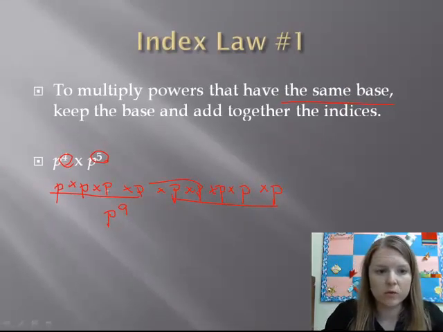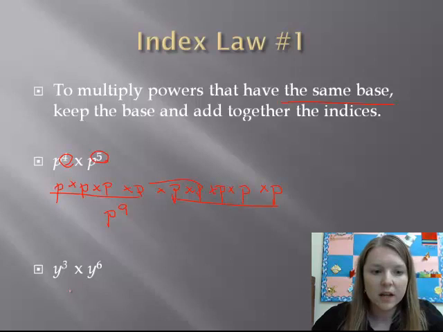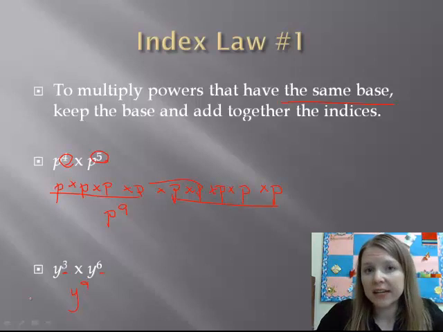Let's look at another example. So this one we have y to the power of 3 times y to the power of 6. So remember the instruction. You keep the base, so nothing changes about y, and then you add together the exponents. So you add together the 3 and the 6, so that gives you to the power of 9. Pretty simple, I hope. So let's have a look at the second index law.